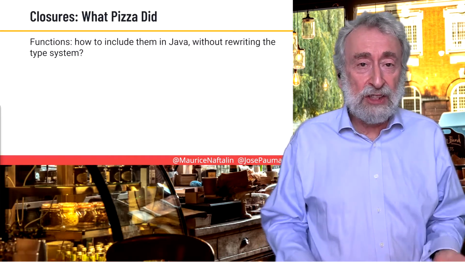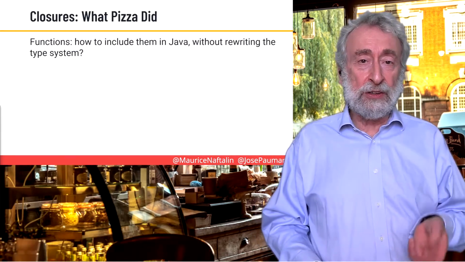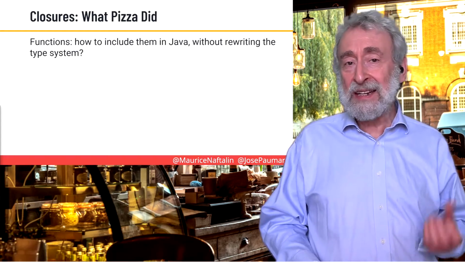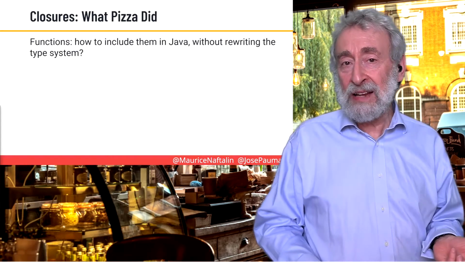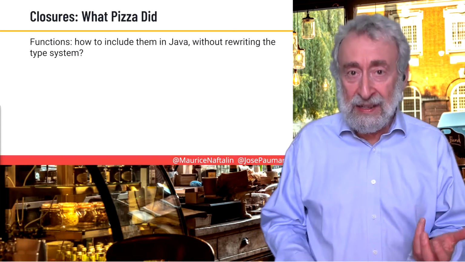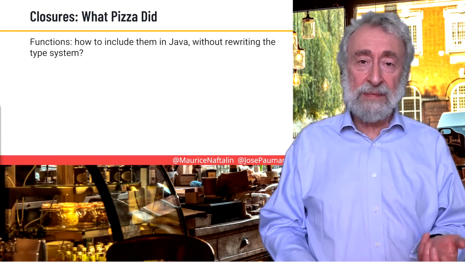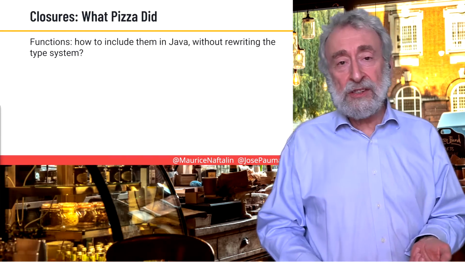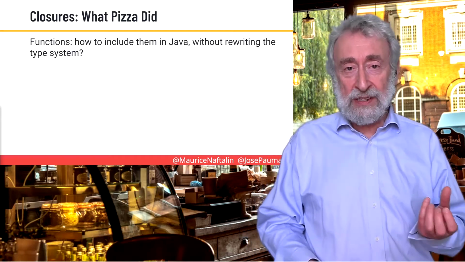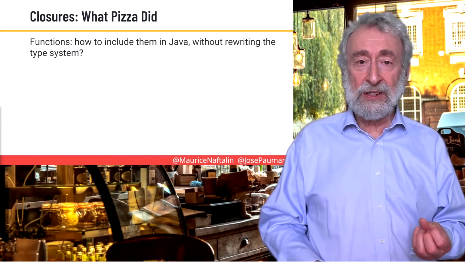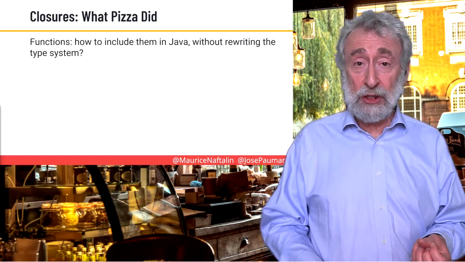But Java didn't have this. Java has a type system of an object-oriented language without functions as an idea that's independent of classes and interfaces. Classes and interfaces, not functions, are the fundamental things in Java. Well, so they had a choice. They could have rewritten the type system to include functions, but that would have been a very big revision.